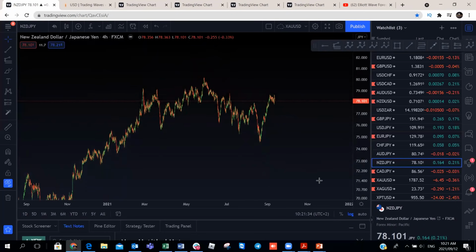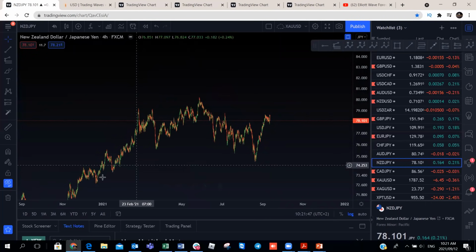Similarly, New Zealand showed us a continuation pattern. Remember, what you guys don't understand about the indicator is that the indicator only gives you the direction. As for how far the move will go, that depends now on the structure. So look at the structure here and what we have on New Zealand.